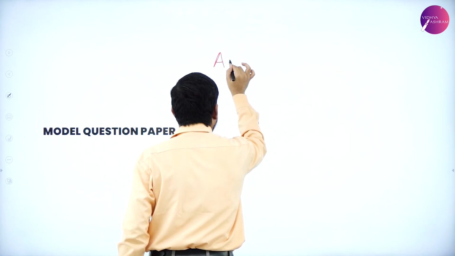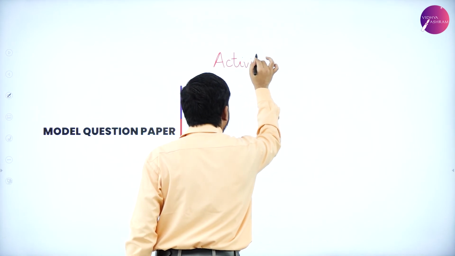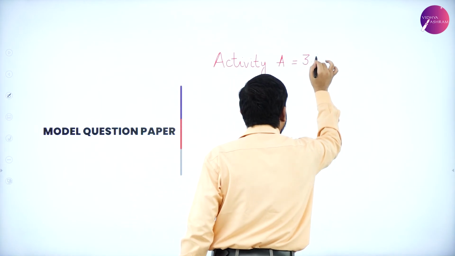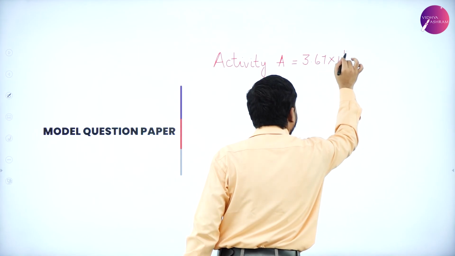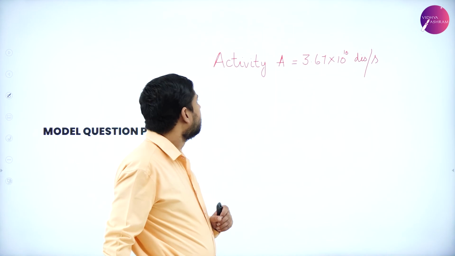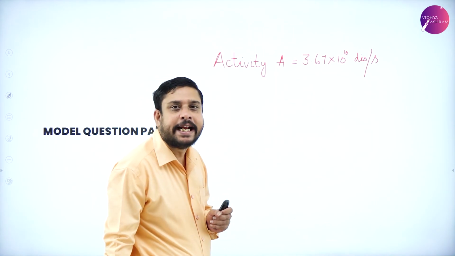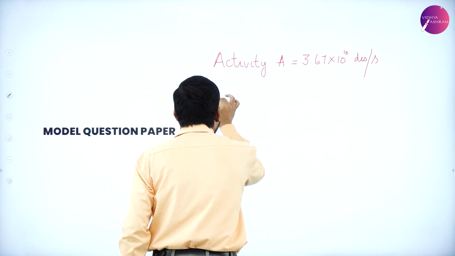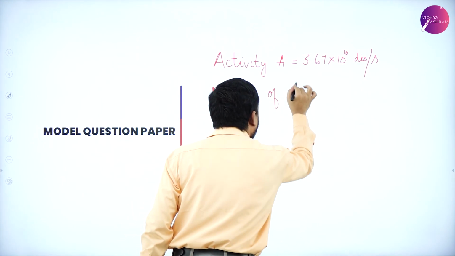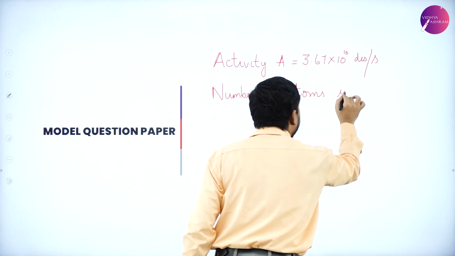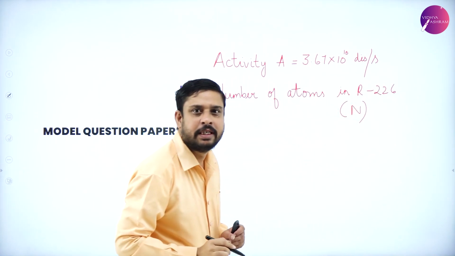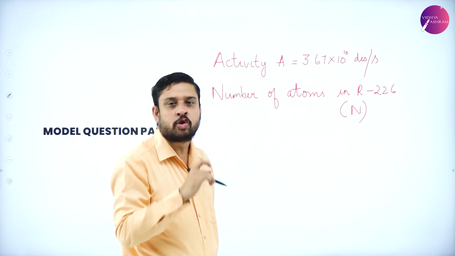Now the activity of radium is given. So A is equal to 3.67 into 10 power 10 disintegrations per second. That is the activity of radium. First calculate the number of atoms in radium 226, which will be N.